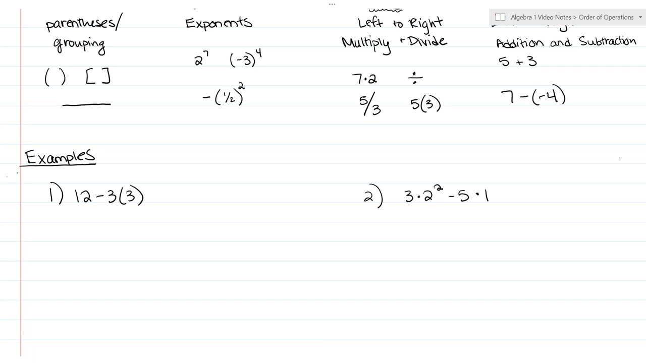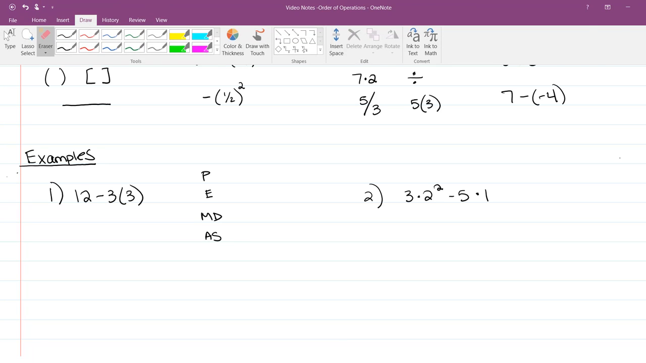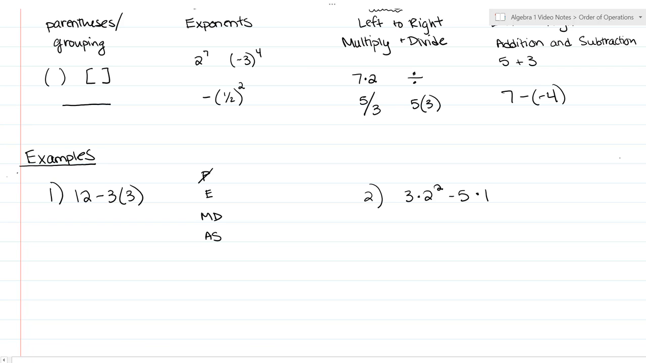Okay, let's take a look at this first example here, 12 minus 3 times 3. So if I'm thinking about PEMDAS, I'm even going to write it on the side over here, keeping M and D together and A and S together, because remember, we do those at the same time. So I do see parentheses here, but in this case, there's only a single number in the parentheses. I don't have to evaluate anything inside the parentheses. So we actually do not have to worry about the parentheses here. All right, exponents, I also do not see any exponents, so that is taken care of.